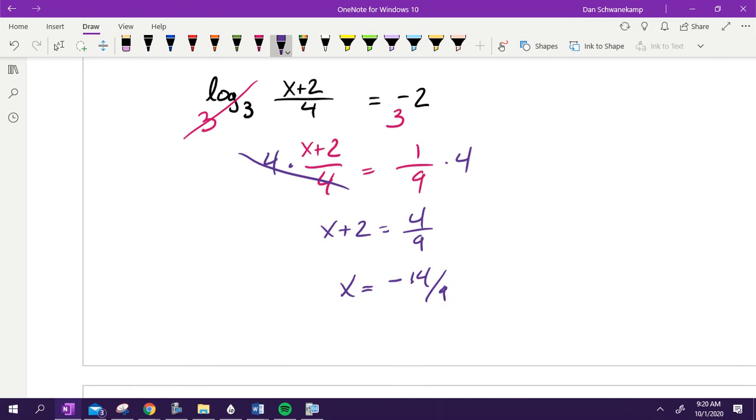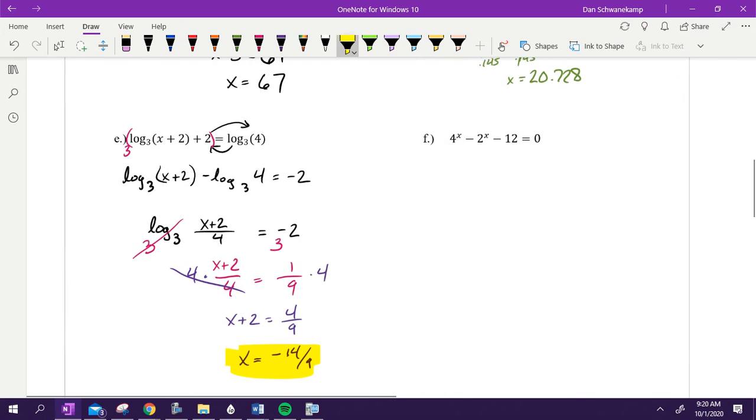That's my exact answer. I could get an approximate answer by typing that into my calculator, but that is good for us here. So again, you could have not had to move the 2. It makes it way easier to move the 2. It just makes a lot more sense. Questions on E?